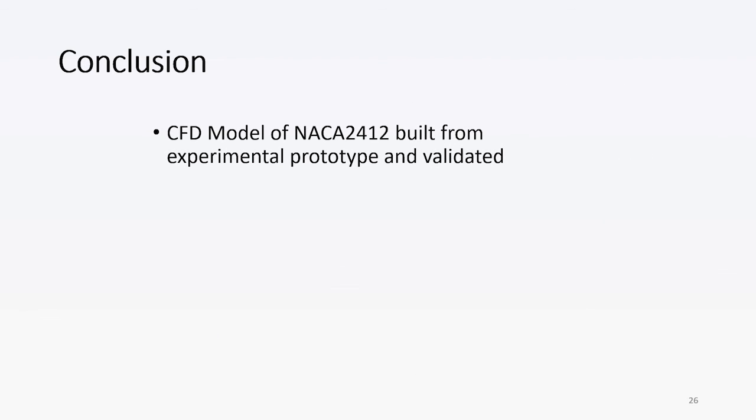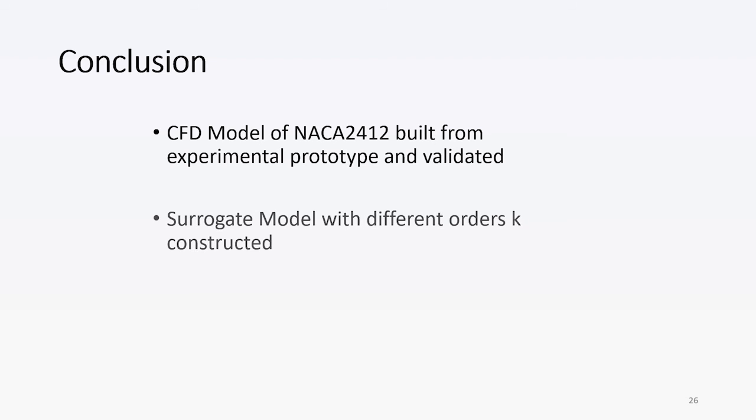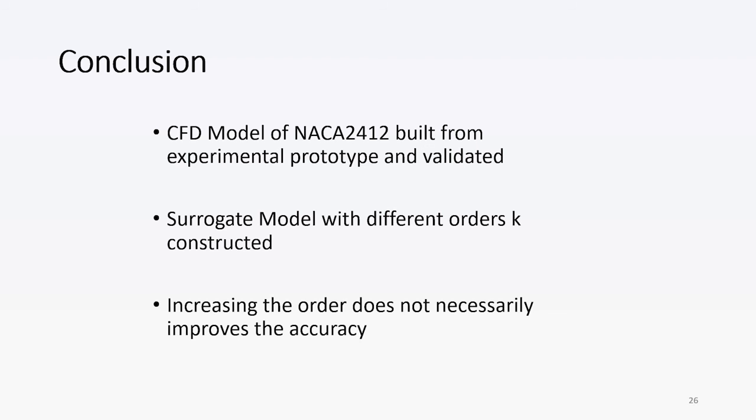As a conclusion, a CFD model of the NACA 2412 airfoil was built from an experimental prototype and validated. Datasets generated from the CFD model were used to construct a surrogate model with different orders k. By comparing the results of the CFD and different surrogate models, an optimal order was found, and divergence from this optimal order decreased the model accuracy and might even lead to unphysical values.